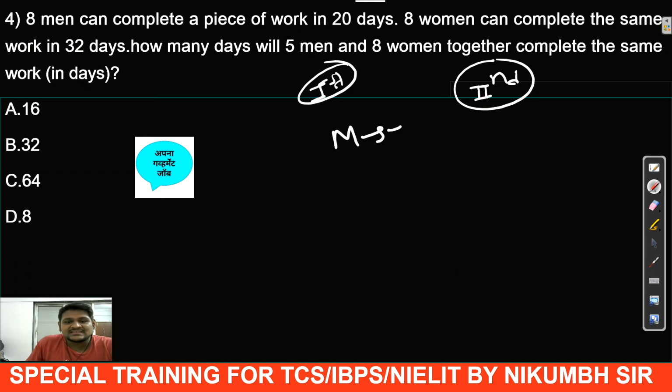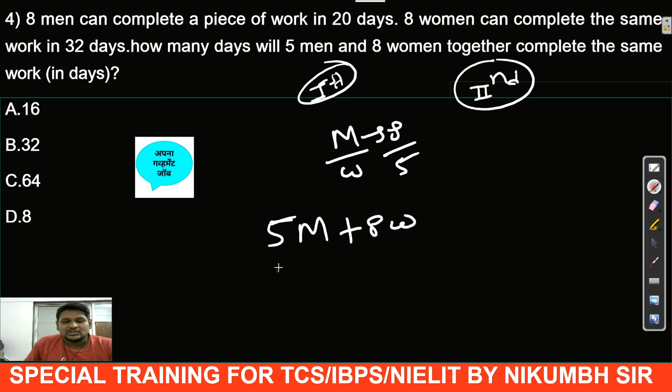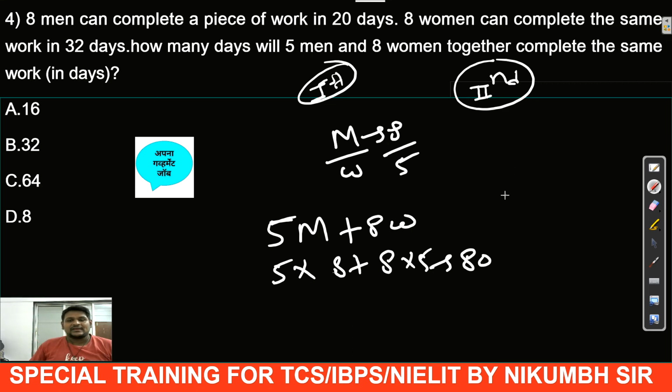So the men's efficiency is 8. We got the ratio, so till here the steps are the same. Now I want the work of 5 men plus 8 women. What is the value of m? 8. What is the value of w? 5. So it will be 40 and 40, that is 80.